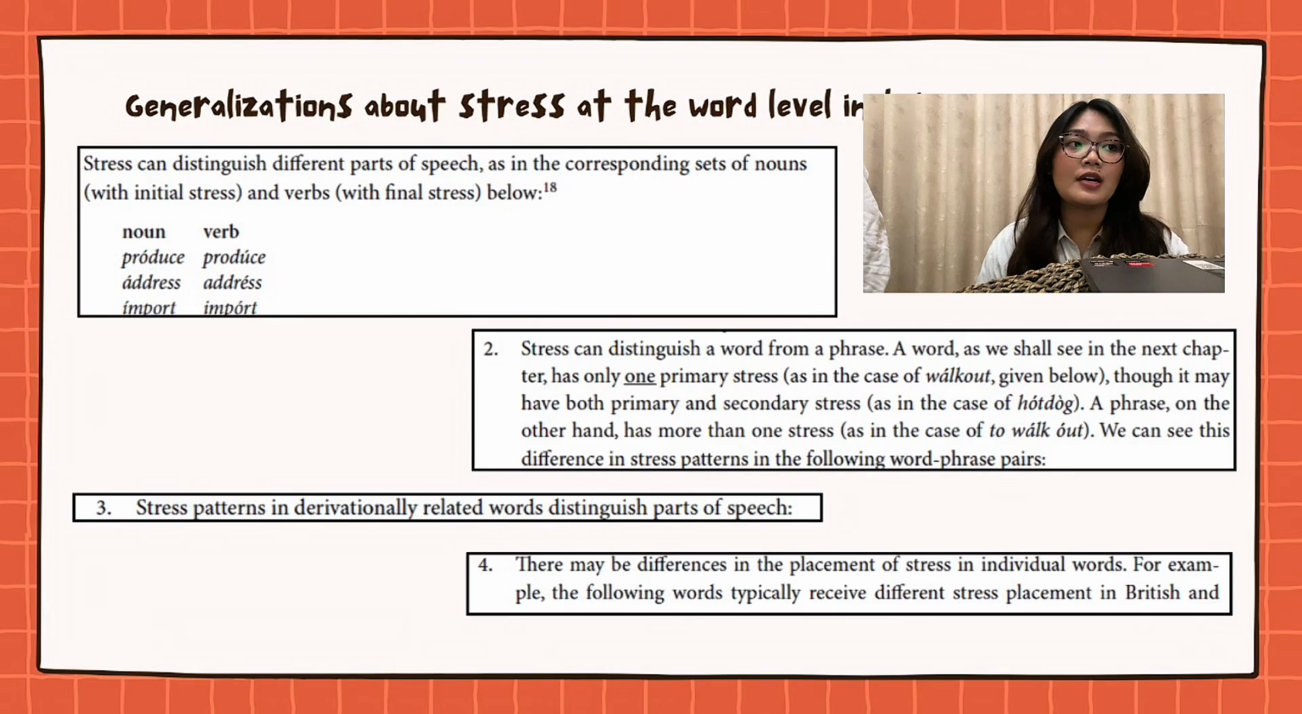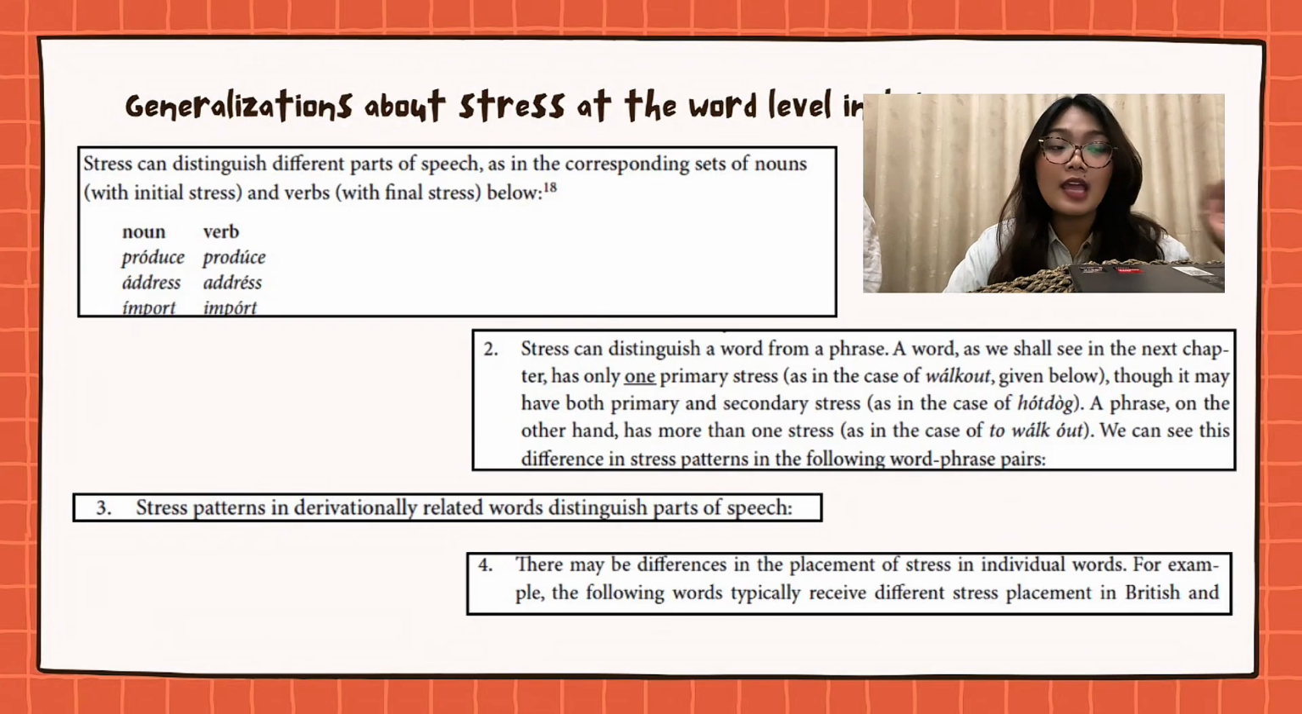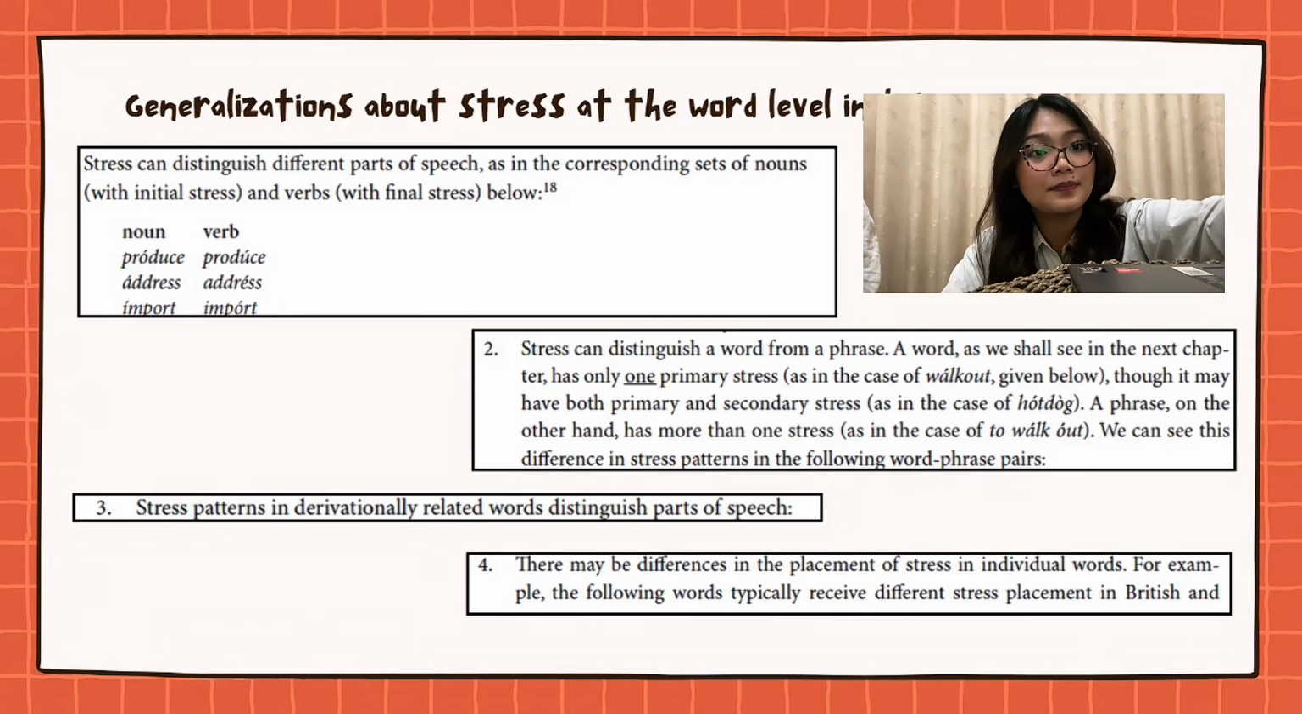So because there is a stress in the A and the O. Next, stress patterns and derivationally related words distinguish part of speech. Next, there may be differences in the placement of stress in individual words. For example, the following words typically receive different stress placement in British and the United States.